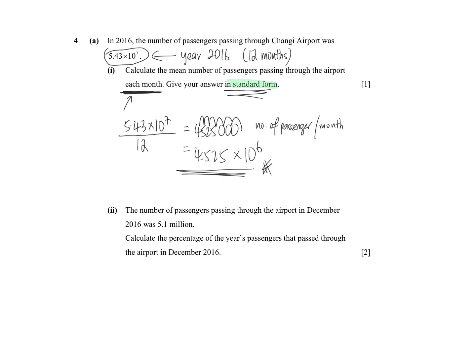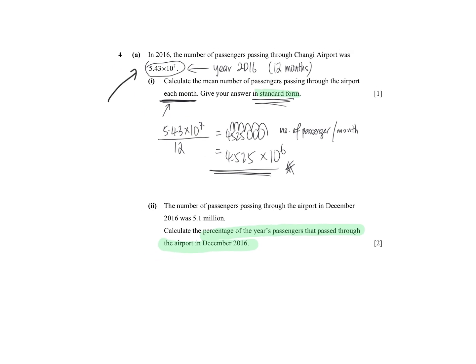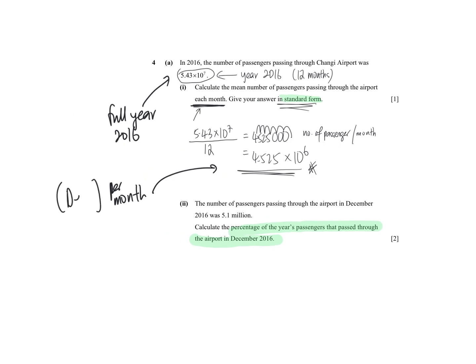Okay, so next they say, can you calculate the percentage of the year's passengers that passed through the airport in December 2016? So this one was for the full year, full year 2016. This is per month. So assuming that one of the months is December, this is the number for December 2016. It's 4.525 times 10 to the power of 6.